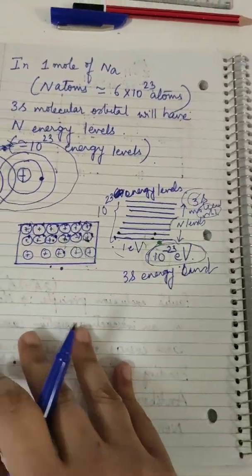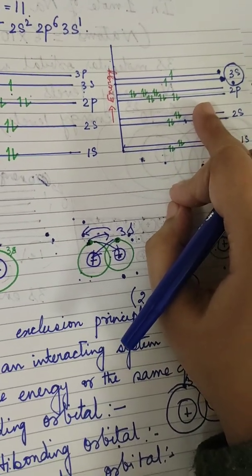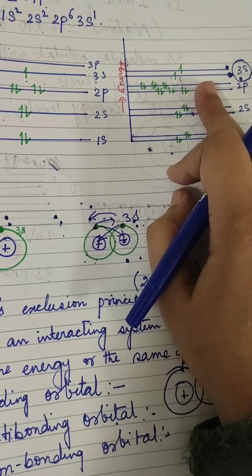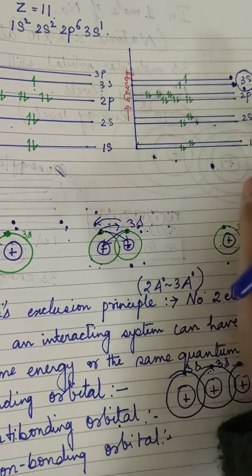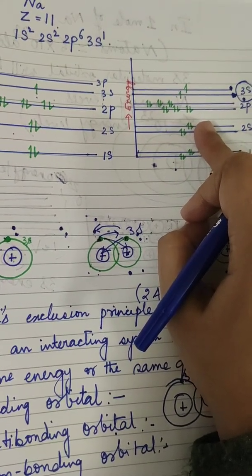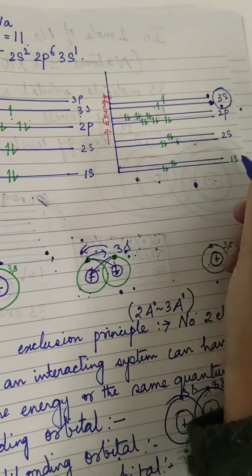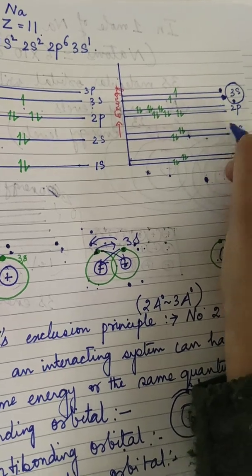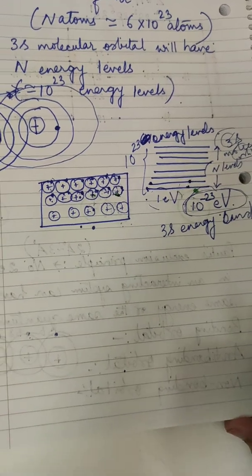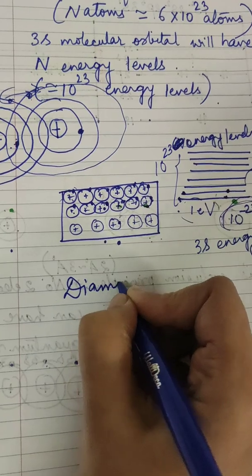Similarly, the 1s energy band gets split up into n energy levels. The 2s energy band gets split up into n energy levels. The 2p orbital gets split up into n energy levels. They form the 1s band, 2s band, and 2p band. So this is what band theory in solids is. Now, coming to the example of diamond and drawing the energy band diagram.